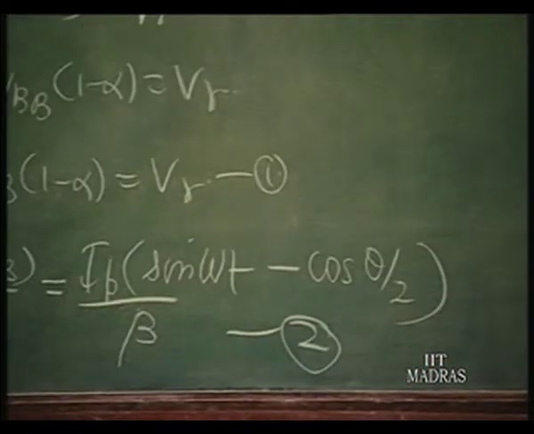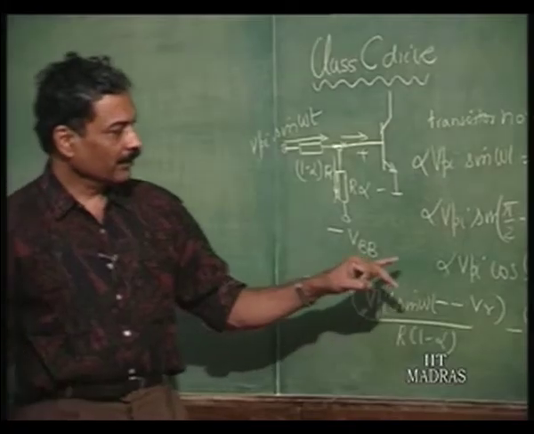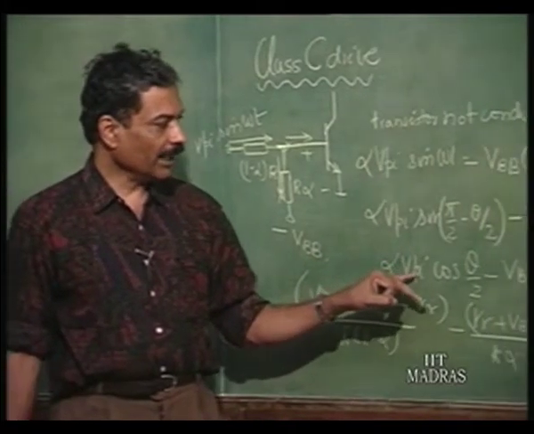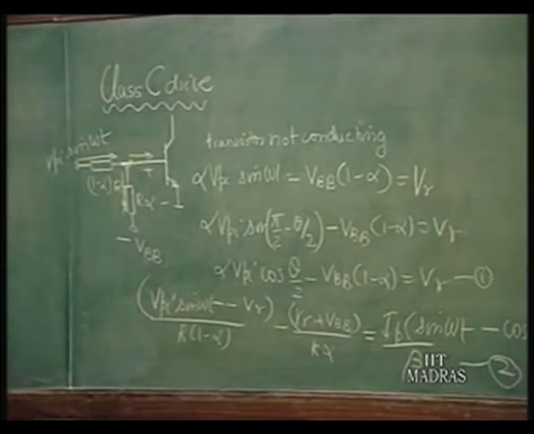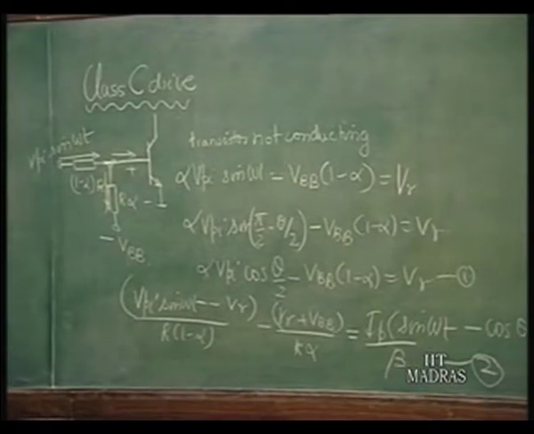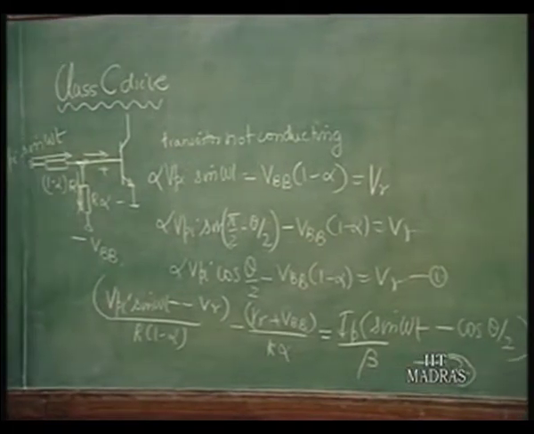There are 3 variables, alpha, VPI and VBB, and 2 equations. So, we can easily, happily select one arbitrarily and obtain the other 2. Now, there is only one word of caution in this.